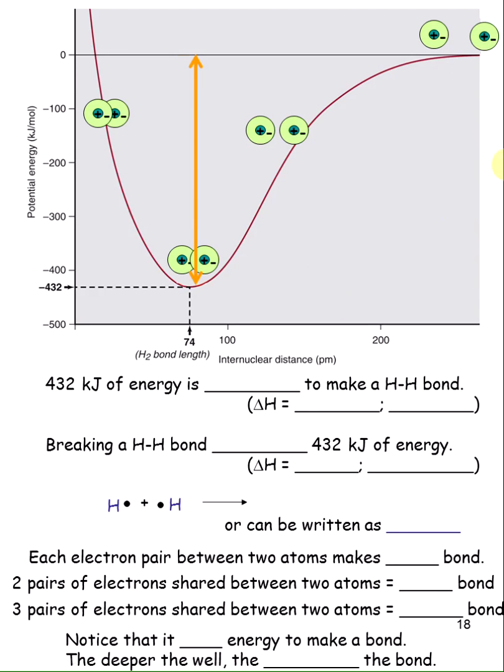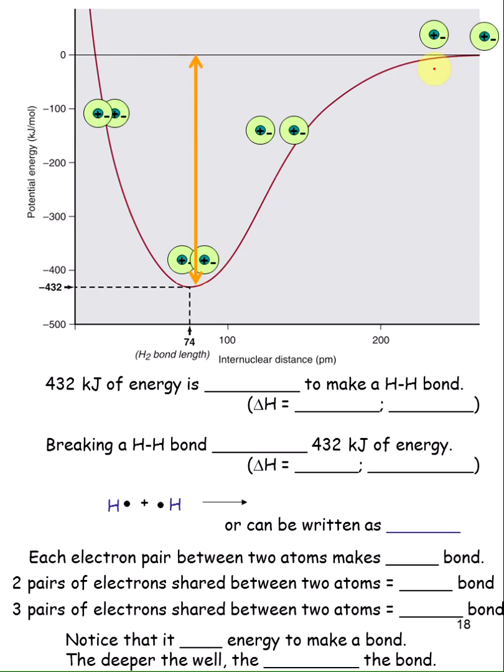So here's that picture from the video. Here on the y-axis we've got potential energy, and here on the x-axis we have the internuclear distance, so the distance between the two atoms in picometers. So we started off where the two hydrogens are too far apart from each other, they can't tell each other is there, so the potential energy between them is zero.